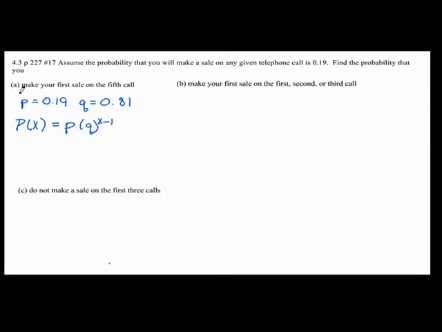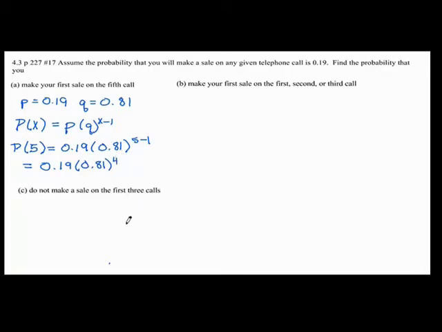So for part A, we're going to find the probability of making your first sale on the fifth call. So the probability that our first sale is on the fifth call is equal to P, the probability of success, which is 0.19, times Q, the probability of failure, 0.81, raised to the X minus 1. So that's 5 minus 1. This gives us 0.19 times 0.81 raised to the fourth power.